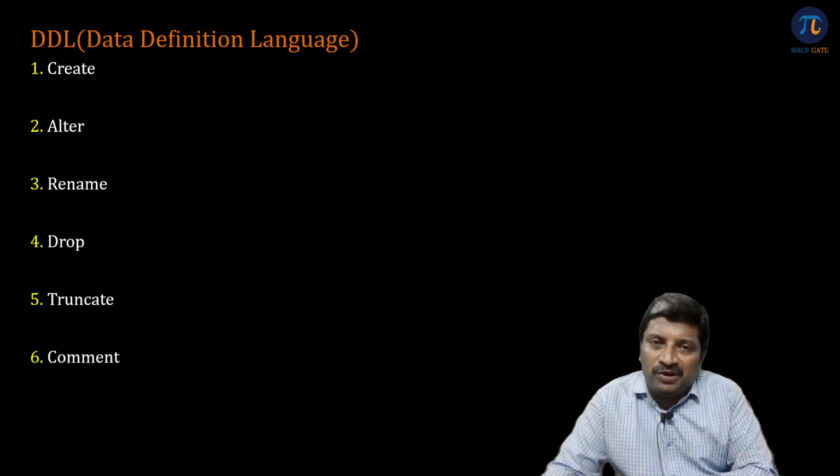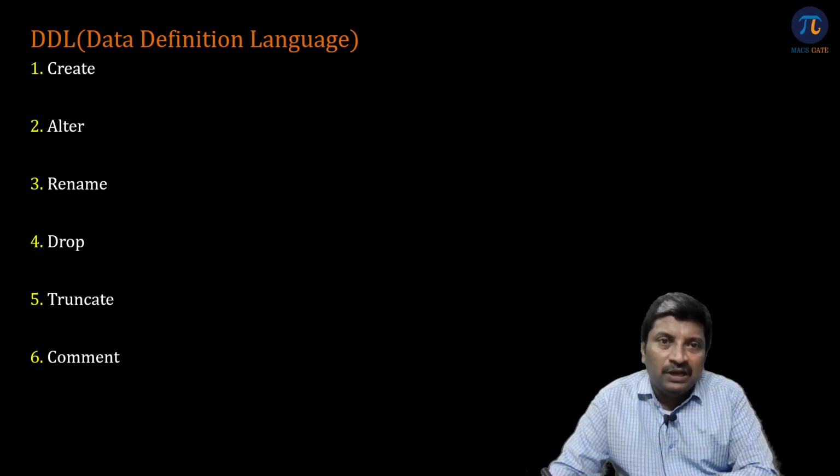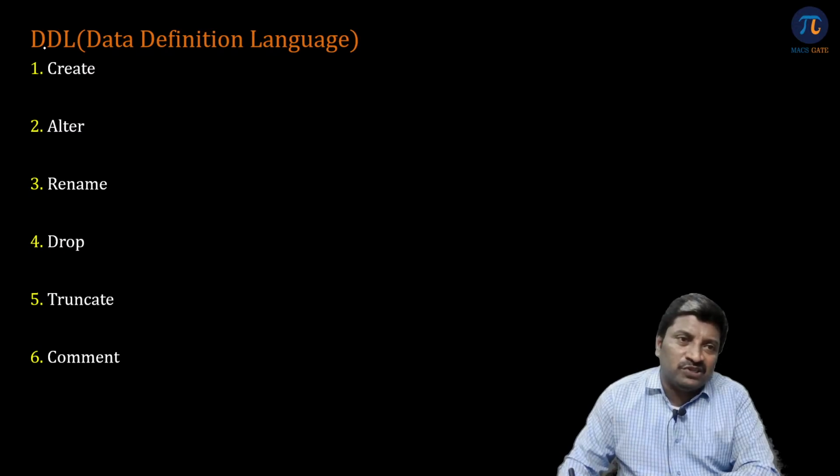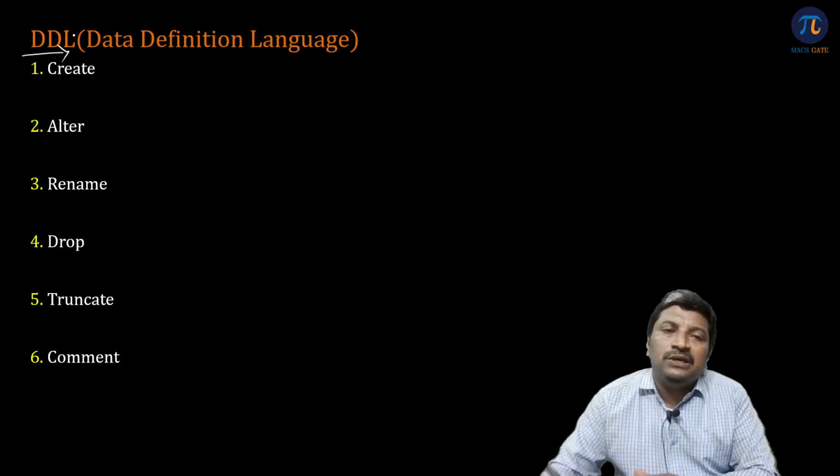The next one is comment. Comments mainly provide what we are going to do in our code. So these are the main categories of DDL, data definition language. Let us discuss each of these one by one. And in this session, we mainly focus on the DDL part only. In the next session, we will discuss DRL.